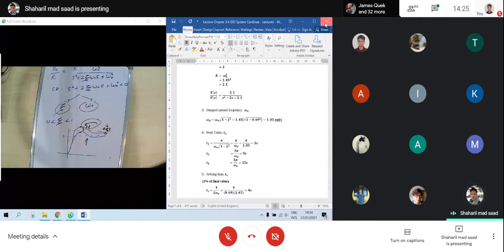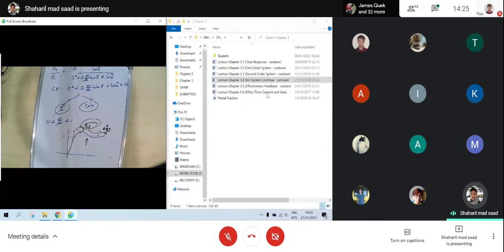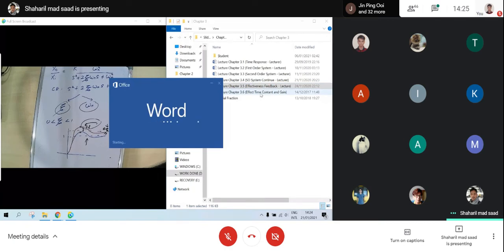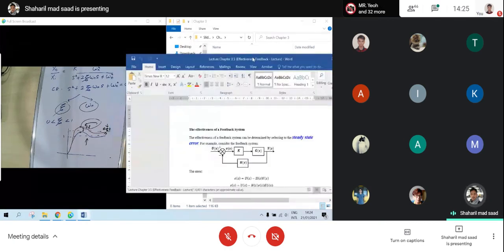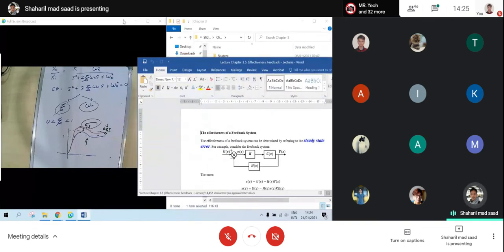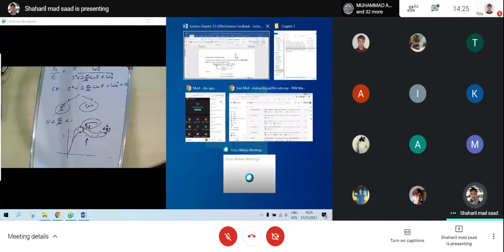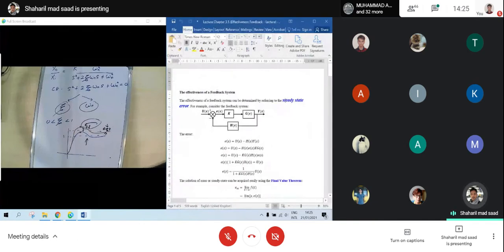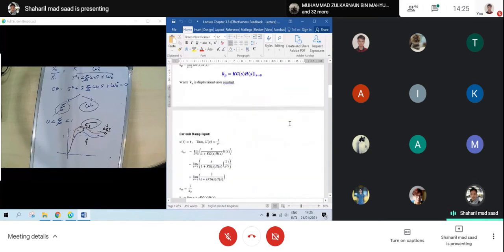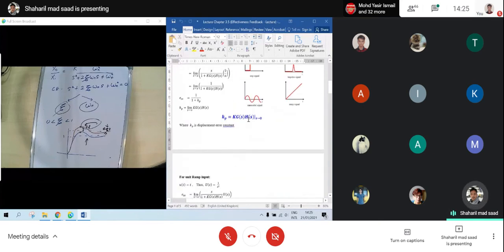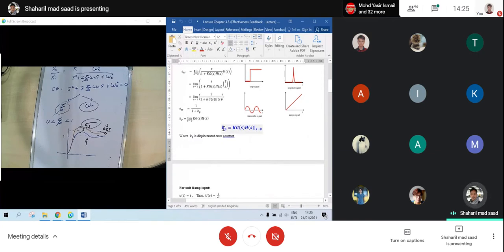You also need to look at the effectiveness of the feedback system. In this case, it shows you how to find the steady state error value. So this is what you're going to describe, the performance between the two graphs there. And depending on the system, you can find the Kp.